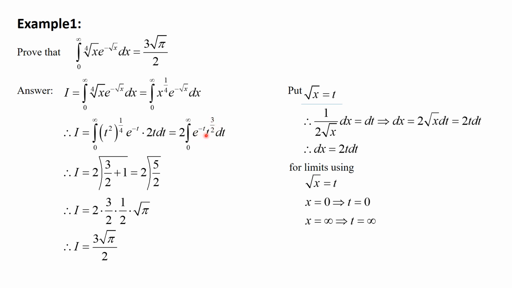If we consider this, it is nothing but our definite integral now, and which can be considered in the form of gamma function. So 2 gamma of 3 by 2 plus 1. Gamma of 3 by 2 plus 1 is nothing but 2 gamma of 5 by 2, and then using the further simplification gives our required answer as 2 into 3 by 2 into 1 by 2 into gamma half, that is root pi, that comes out as I equal to 3 root pi by 2.